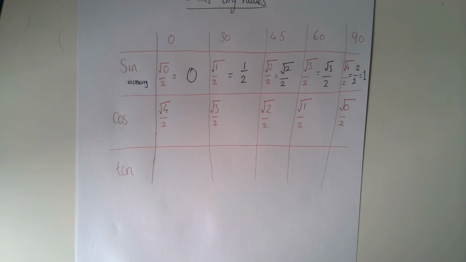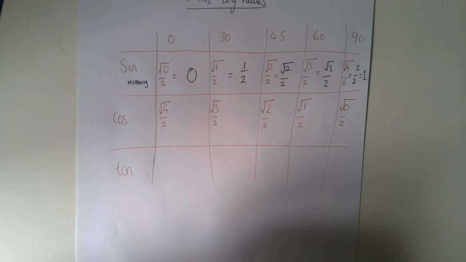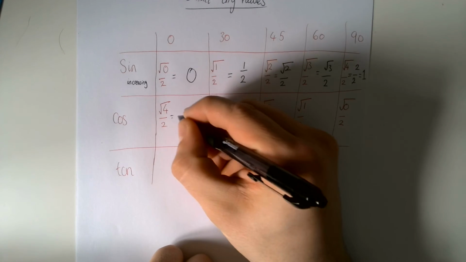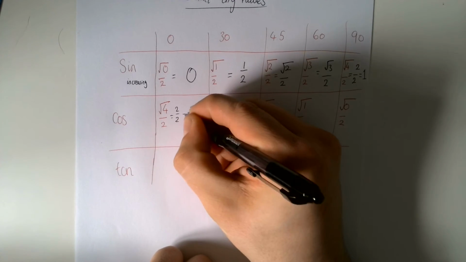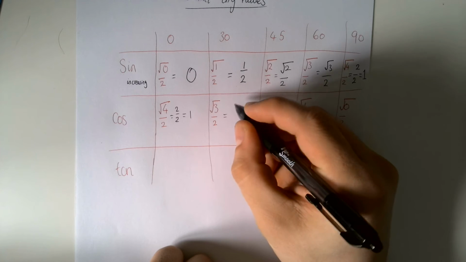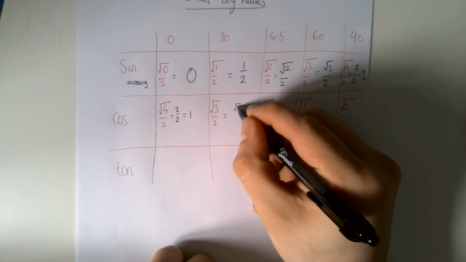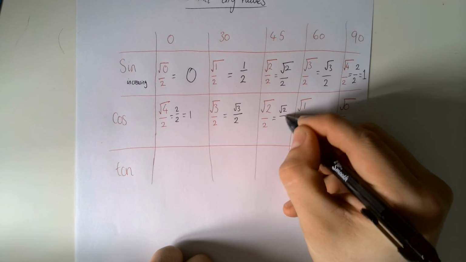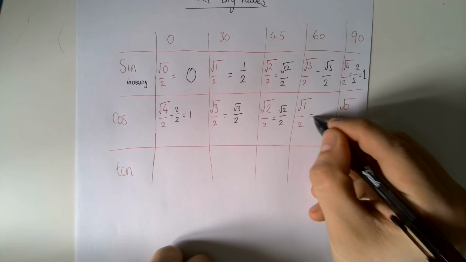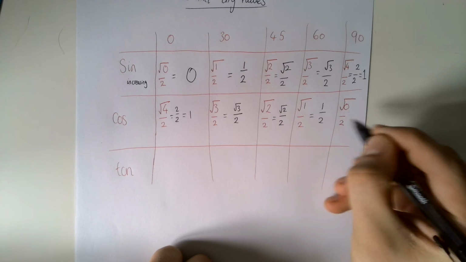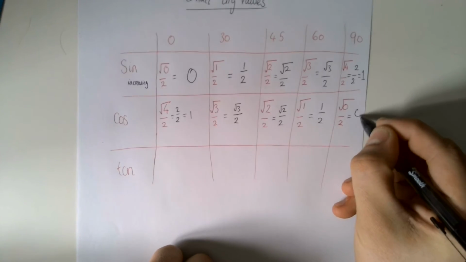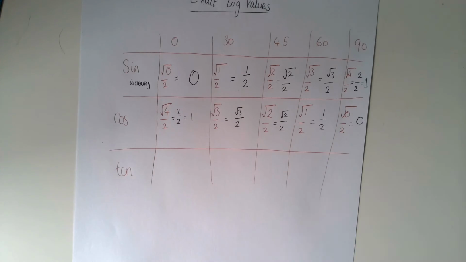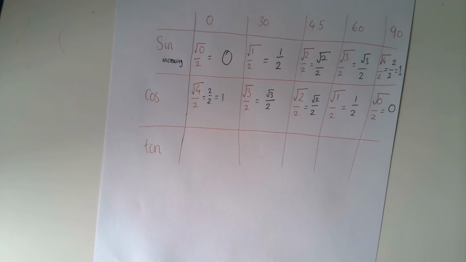And cos. Now, actually, if you remember sine, you're going to easily remember cos because they are just reversed. So that is going to be 2 over 2, which is 1, root 3 over 2, root 2 over 2, root 1 over 2, let's just call that 1 over 2, and root 0 over 2 is 0. So actually, I've already got 10 of those values straight away.